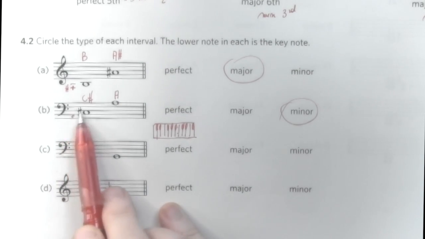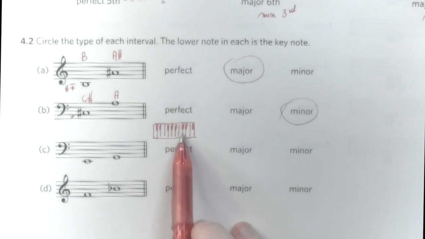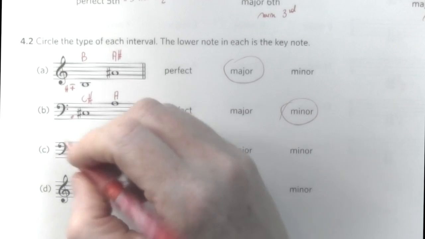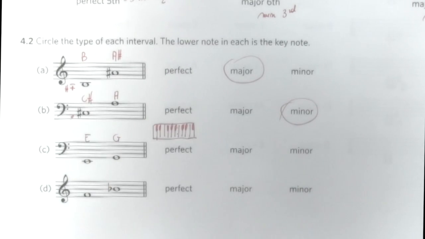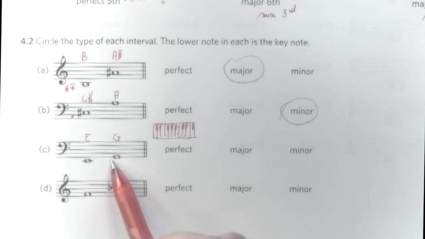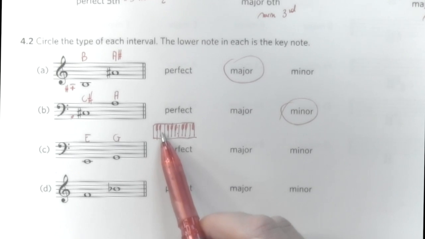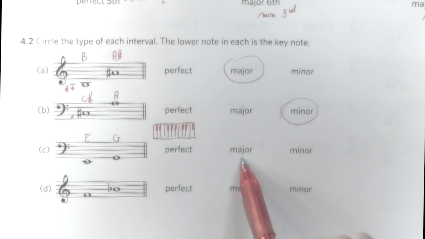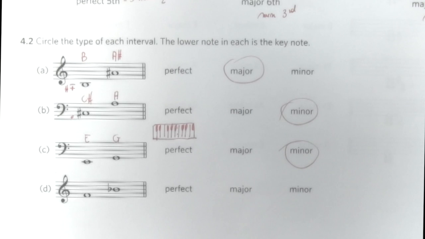Okay, La, Do sharp, 1, 2, 2 tones. In bass clef, these notes are Mi and Sol, Mi and Sol. It's a third, and what type of third? 1.5. So it's not 2 tones, but it's 1.5, which means that it's not major, but minor.